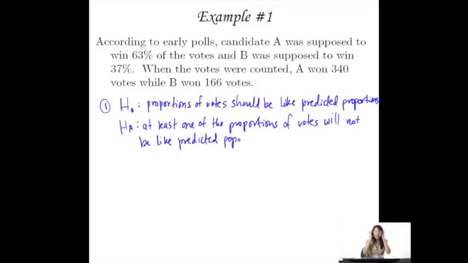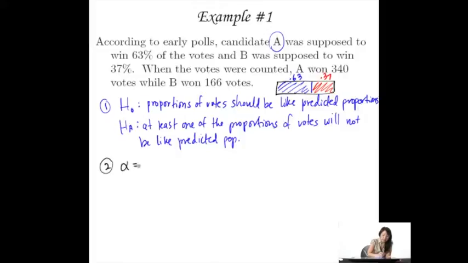What I also like to do is to draw this out for myself. I like to draw out the predicted population. So I'll color candidate A in blue, and that will be about 63%. And candidate B will be in red, and that'll be 37%. Eventually I want to know whether this is reflected in my actual votes.